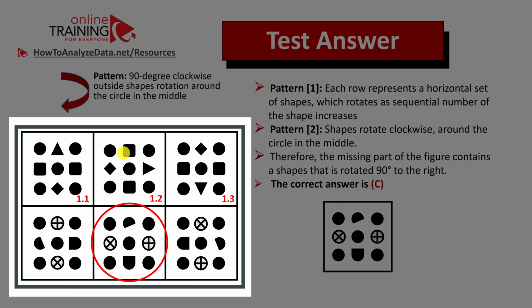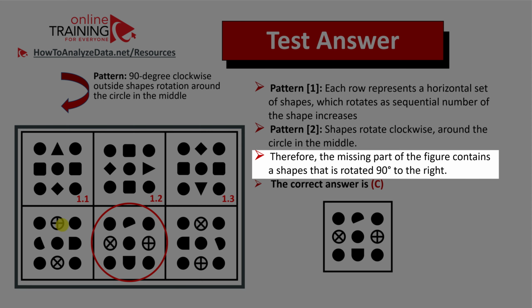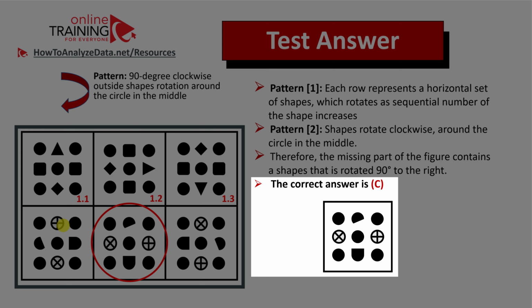In the next shape, the triangle rotates 90 degrees clockwise and points to the right. In the following shape, the triangle rotates another 90 degrees and points to the bottom. A very similar pattern will exist here in the bottom row. Therefore, the missing part of the figure contains the shapes that rotate 90 degrees to the right. So the correct answer here is choice C.